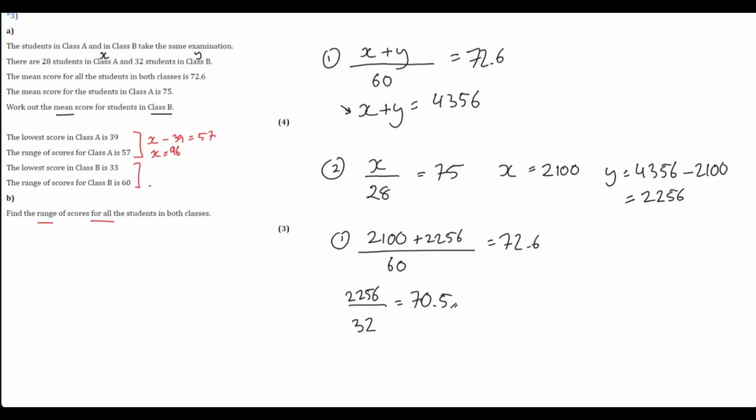Do the same for this one. We have the lowest score. No, not the lowest score. We already know what the lowest score is. It's 33. It's the largest score, which is y. Take away 33 equals 60. So y must be 93.